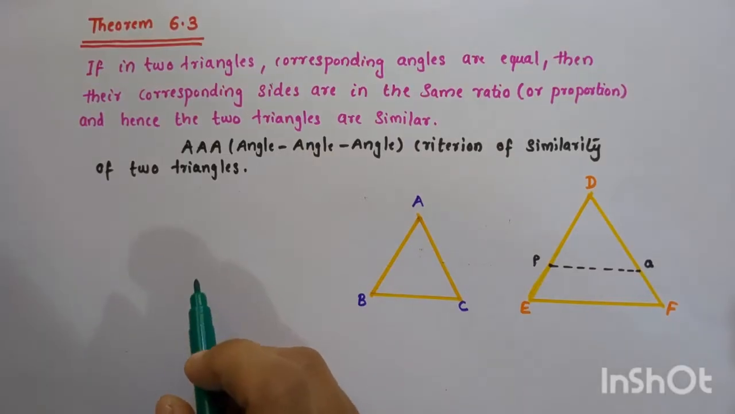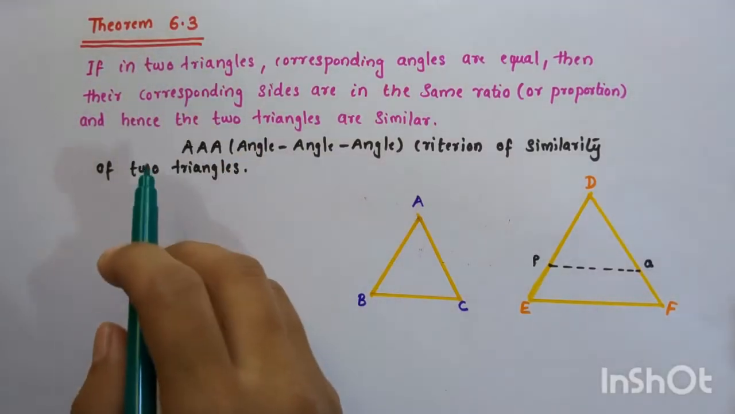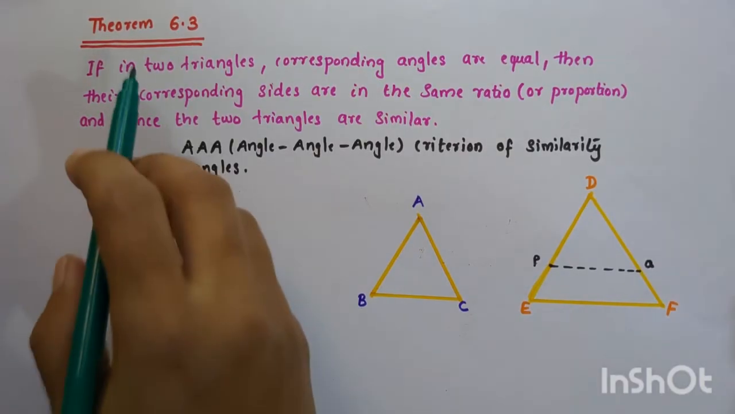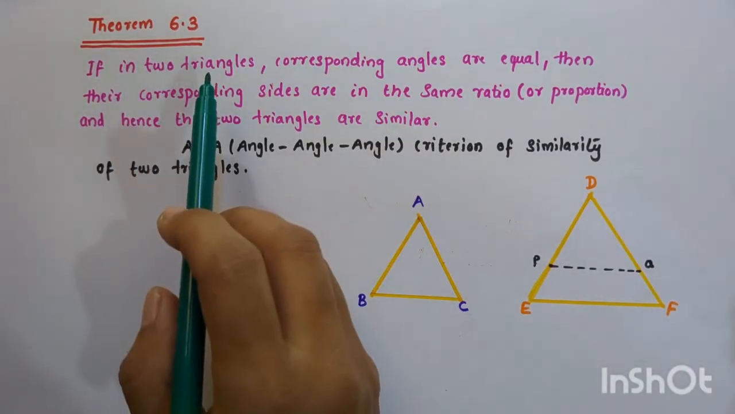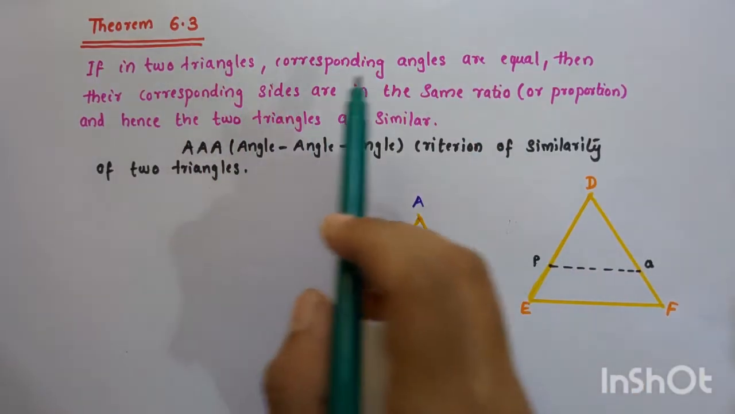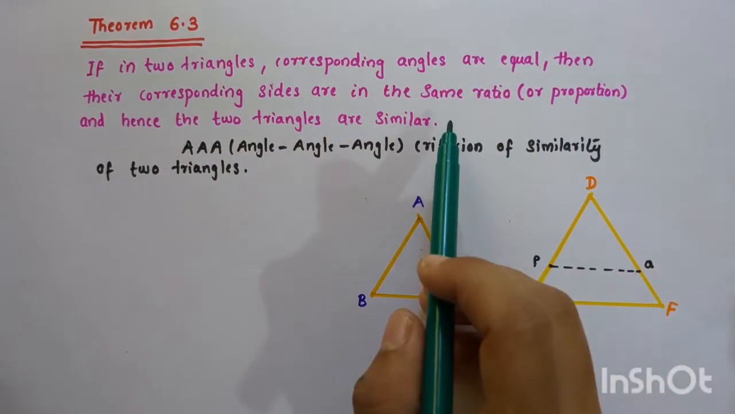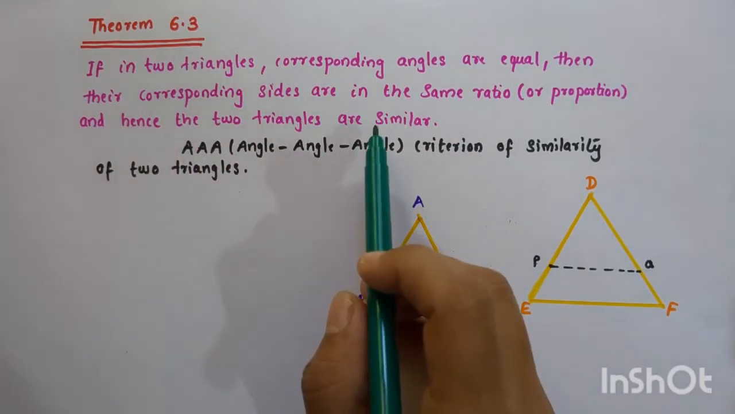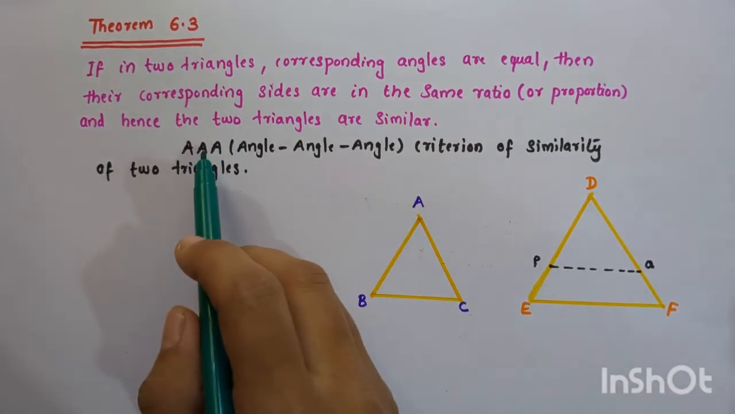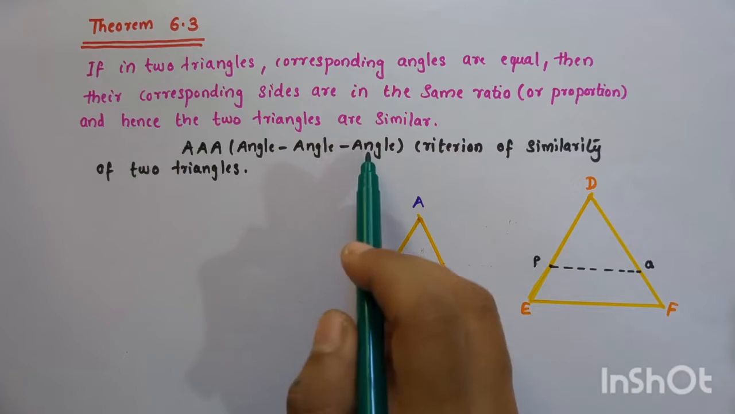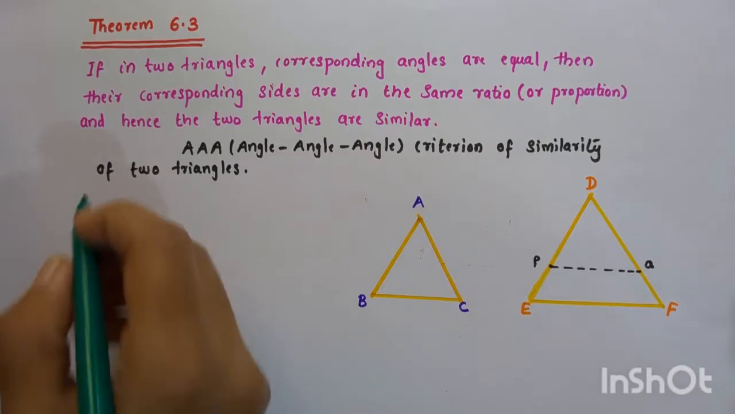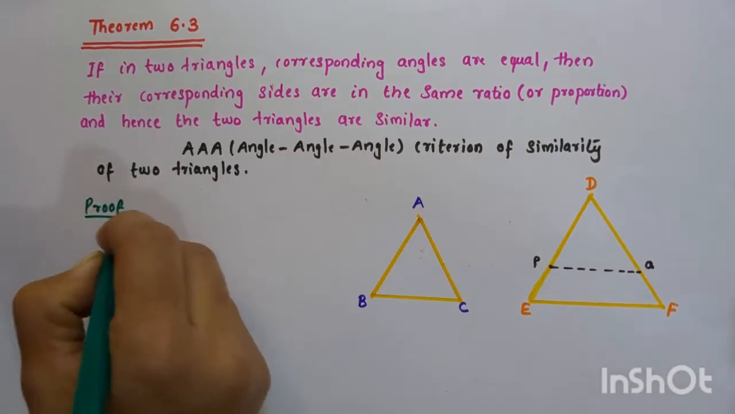Hello everyone, in this video we are going to discuss Theorem 6.3 from Chapter 6, Triangles, Class 10 Maths. According to this theorem, if in two triangles corresponding angles are equal, then their corresponding sides are in the same ratio or in the same proportion, and hence the two triangles are similar. This criterion is referred to as the AAA criterion, that is, the angle criterion of similarity of two triangles. Let us see the proof of this theorem.